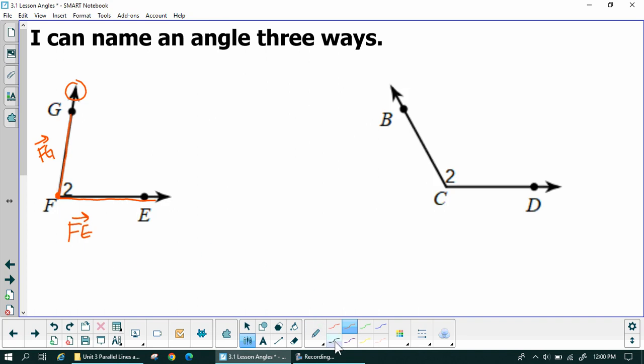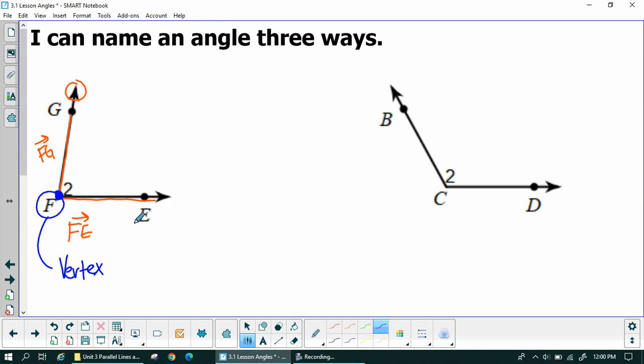And then it has a vertex, which is the most important point. And that vertex is the place where those two either segments or lines, or in this case, the two sides, the two rays, where they meet. So that point right there, point F, is our vertex. And an angle kind of looks like a V. And so the vertex, starting with a V, is the place where the two parts of the V meet.